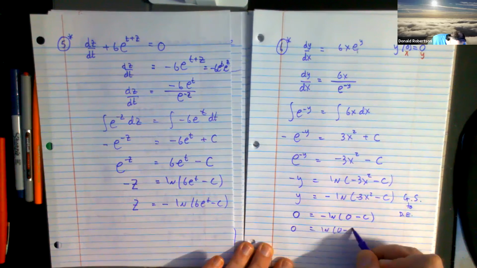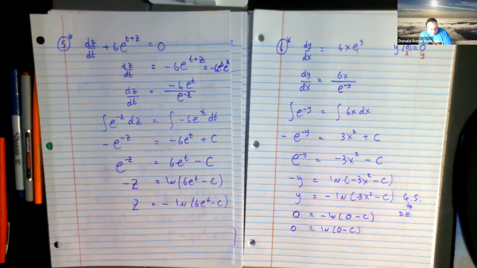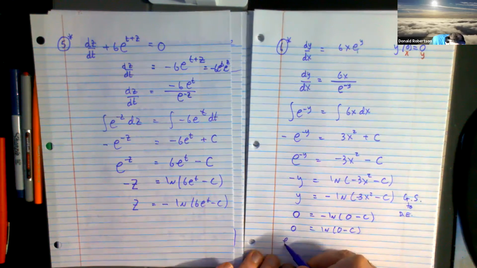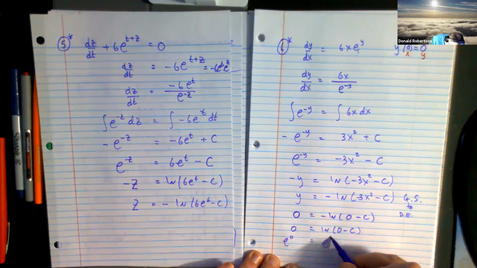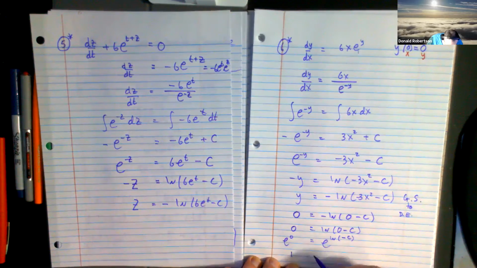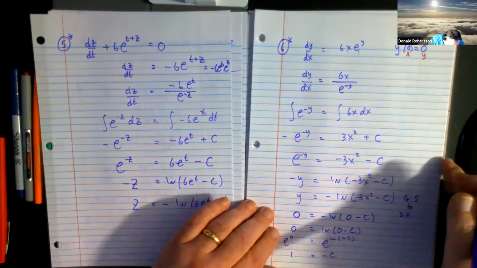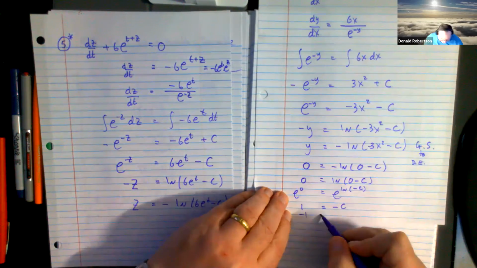Would you agree that dividing both sides by -1, that's true? If you raise each one to the power of e, you get 1, right? And this guy is -c. And that's where the -1 came from.